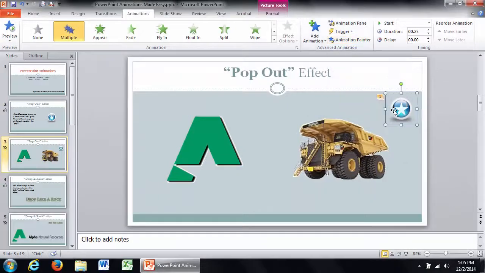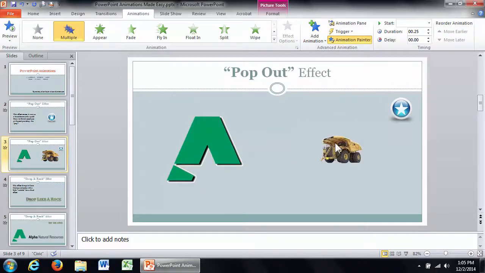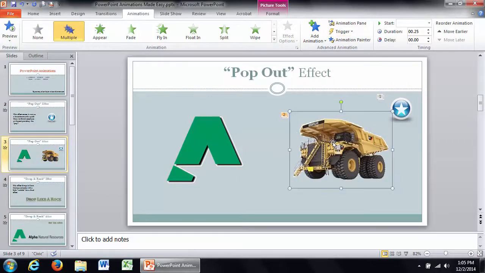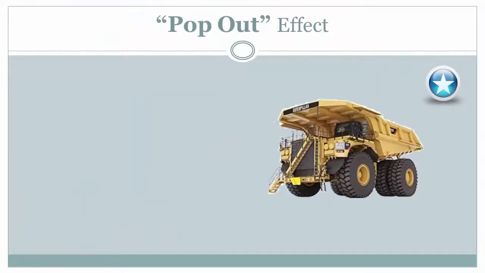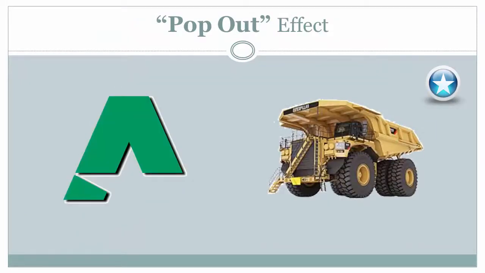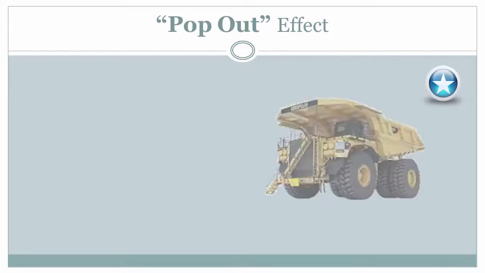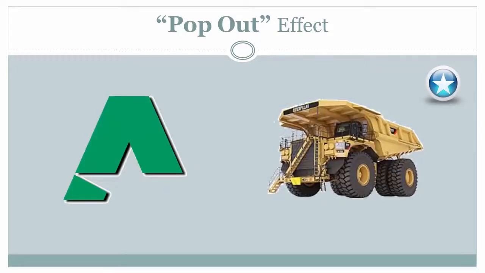So I'm going to click on this star, click Animation Painter, and now if I click on the truck, that truck has that animation. I can click on that star, do Animation Painter again, click on the Alpha logo, and now the Alpha logo has that animation. So if we look at this in real time, I'm going to run this slideshow. If I hit my space bar, pop the star, pop the truck, pop the Alpha logo. Let's see that again. Pop the star, pop the truck, pop the Alpha logo.